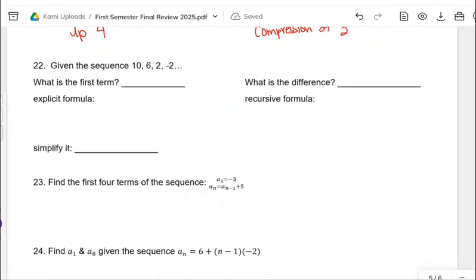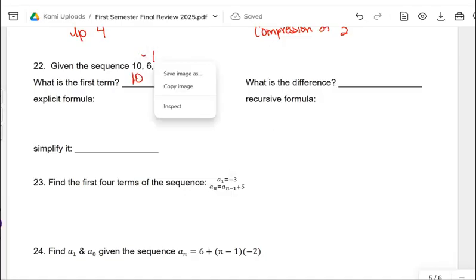22 says, given the sequence 10, 6, 2, negative 2, what is the first term? The first term would be 10. My common difference is minus 4. Oh, it says right there. What is the difference? So minus 4.